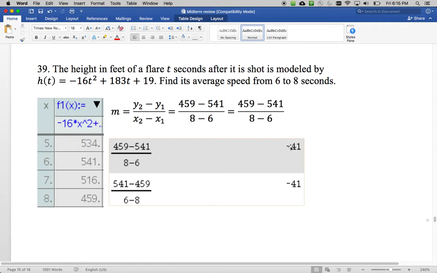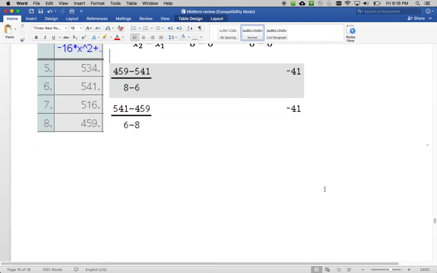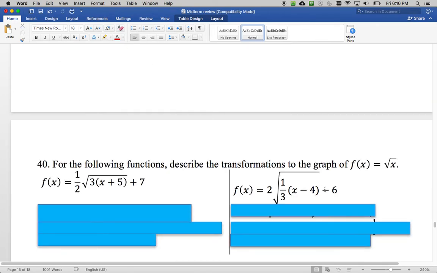After a shot model, okay, yeah. So it doesn't give a measurement of kilometers, miles, feet, whatever. So our answer is just basically our speed's going to be 41, but because of the negative, that's telling us it's dropping instead of going up. Okay, just FYI. Moving on.